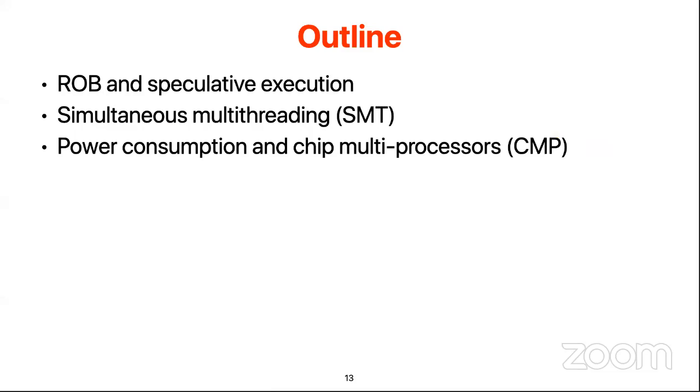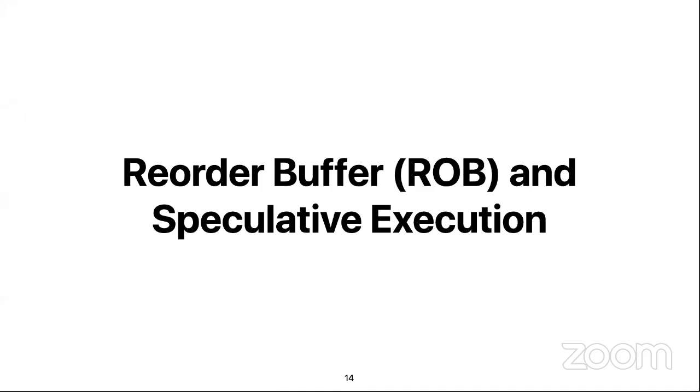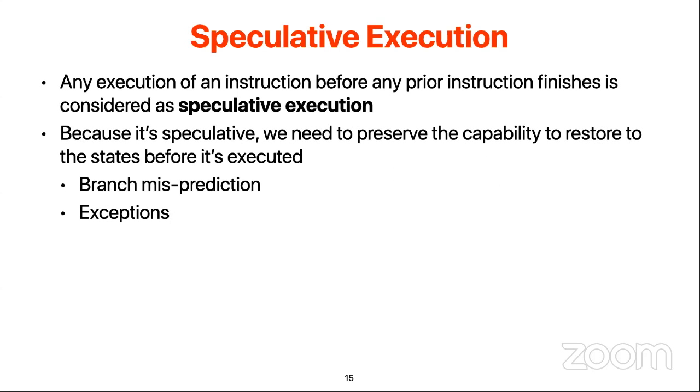So one thing I want to say is that it seems like the previous pipeline works fine. However, it's a buggy pipeline. How to fix the bug is what we are going to talk about today. And the solution is reorder buffer and speculative execution. However, even with reorder buffer and speculative execution, we are still underutilizing our pipeline. That's why we need simultaneous multithreading. And later on, we are going to talk about this processor. They are too power consuming. So we need the chip multiprocessor to give us a balance between power consumption and performance. But now let's talk about reorder buffer and speculative execution.